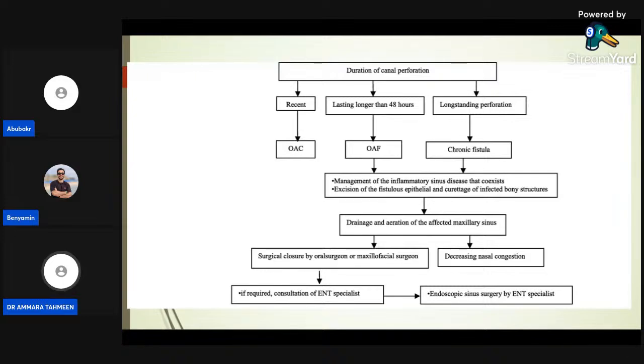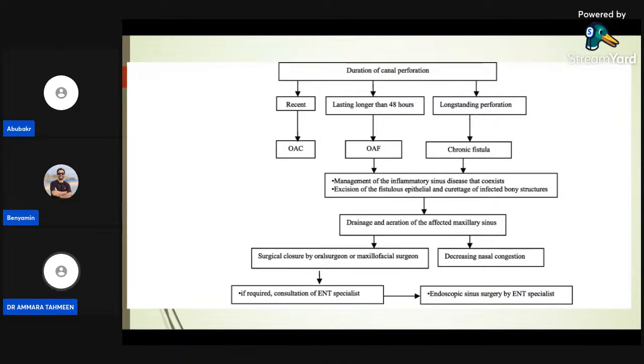Then you have to go for the excision of the fistulous tract. The epithelial lining of the fistula should be incised clearly around the opening, the epithelial lining which is surrounding the communication opening. You have to excise the epithelial lining of the fistula completely. Then you have to curette any infected bone or sharp bony margins, whatever it is. You have to make sure that the communication is clear of the epithelial lining and any irregular bony margins.